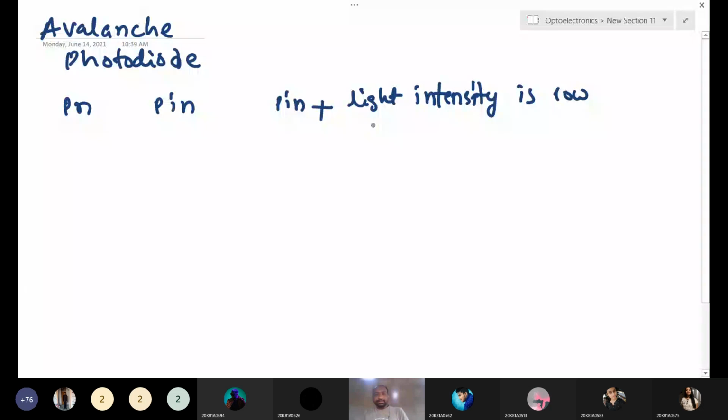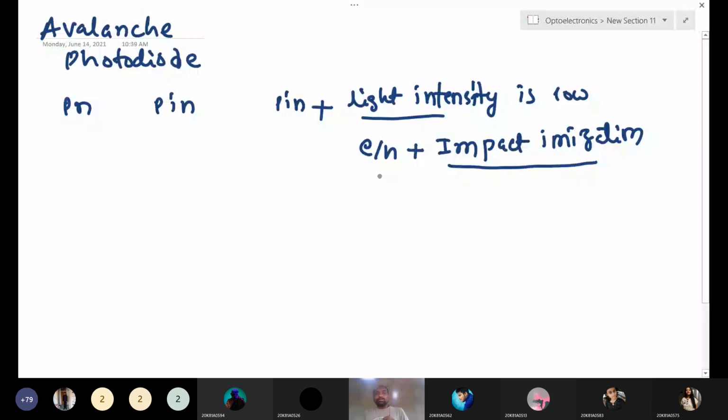So in that case, even if the light intensity is low, we are creating more electron holes using the multiplication process, or impact ionization. Here, mainly what we are doing is impact ionization. This is the main concept we are utilizing in this photodiode. Using impact ionization we are generating more electrons and holes, and also here we are applying a high reverse bias voltage. Two things we are doing.